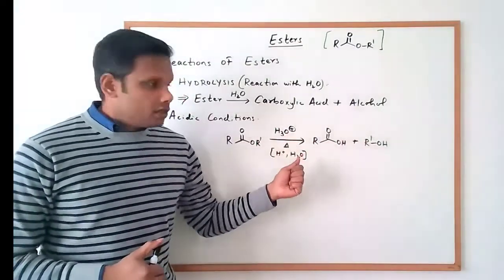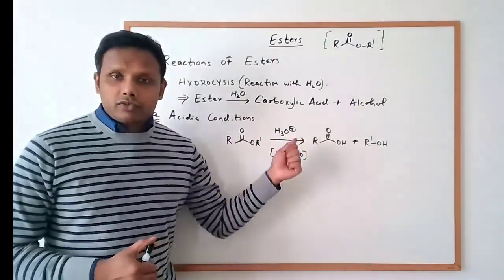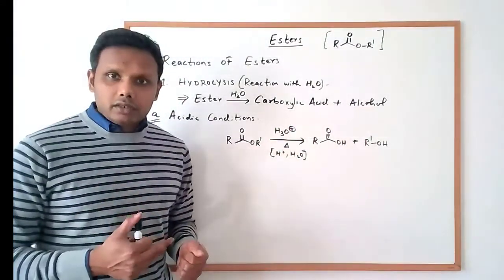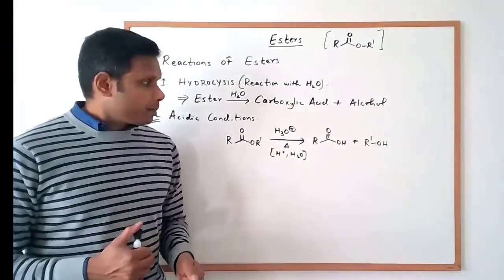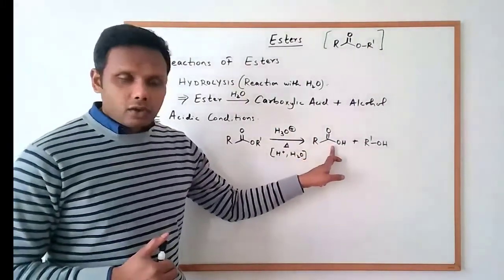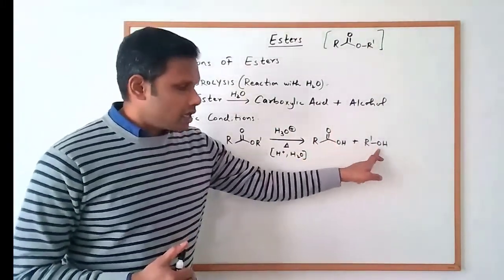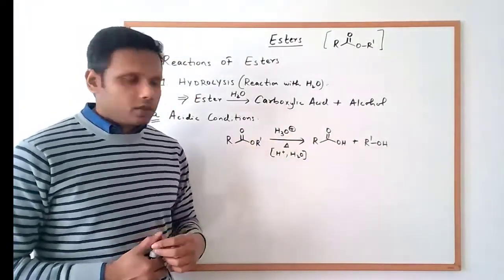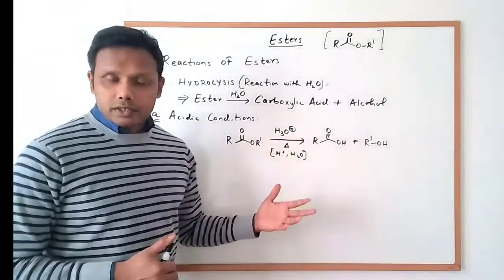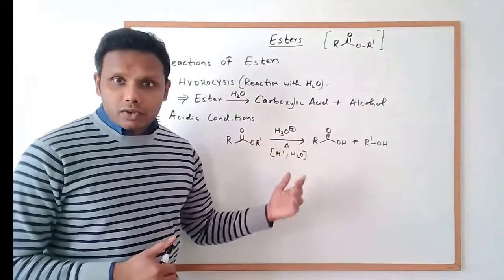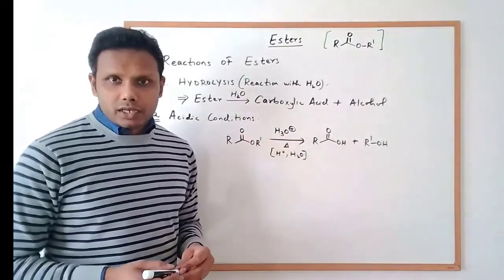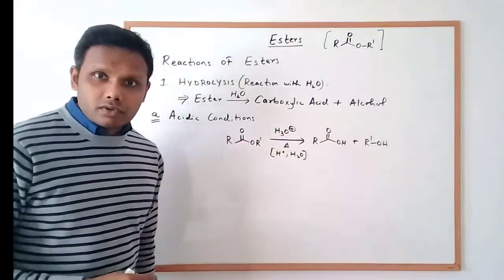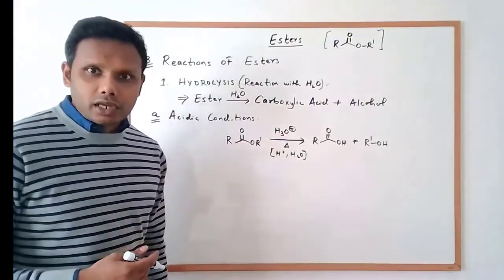Now, notice that this is the reverse of a Fischer esterification reaction that was also done under acidic conditions, and it converted the carboxylic acid and the alcohol into an ester molecule. So the hydrolysis under acidic conditions is just the reverse of a Fischer esterification reaction. We'll look at the mechanism of this reaction, which is basically the reverse of a Fischer esterification.